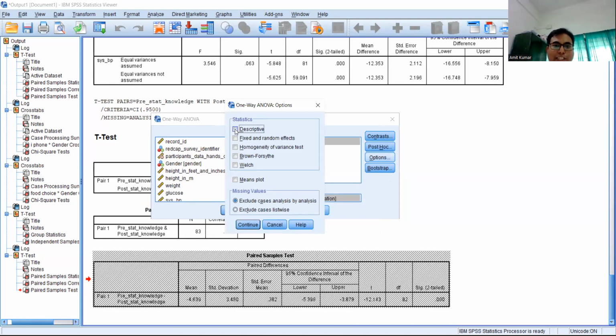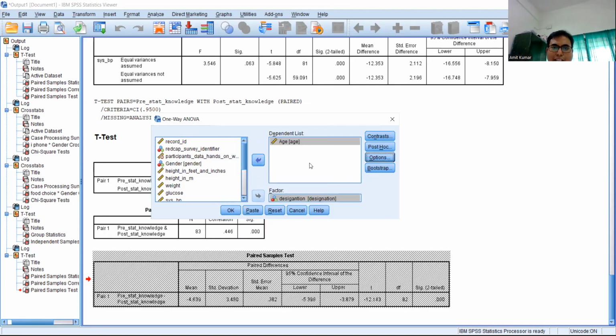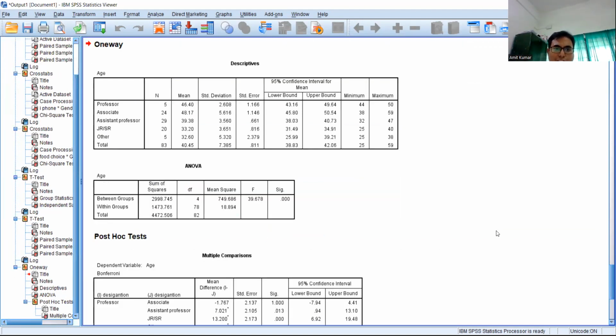Suppose we also want to see descriptives, we will tick the descriptive option. There are many other things. If anyone wants to see them, you can tick them and see the output in your statistical output window. So after clicking everything, we will press OK, and this is the value we are getting for the one-way ANOVA test.